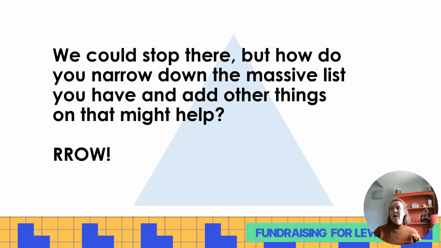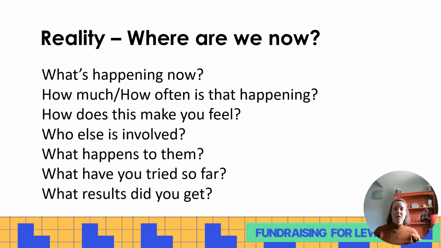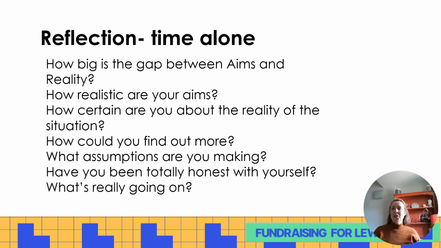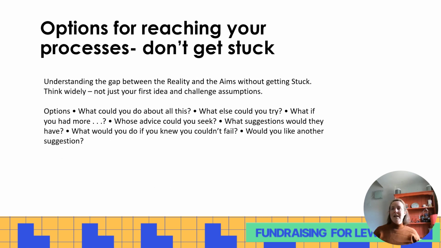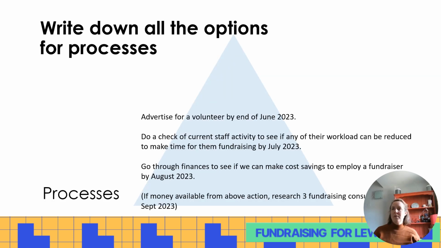So we could stop there. How do you narrow down the massive list you have and add other things that might help? And that's where the rest of the acronym from ARROW becomes useful. So the reality is checking where we are now. And you might ask yourself all these different questions. And then reflection is working out how realistic everything is, what assumptions there are, and then what the different options are. So there are some different questions there that might help with that.